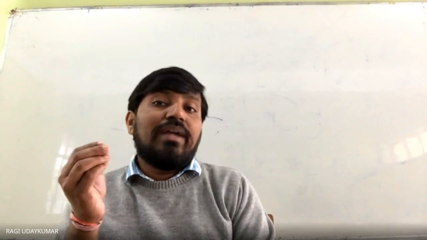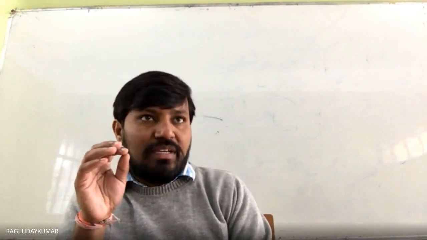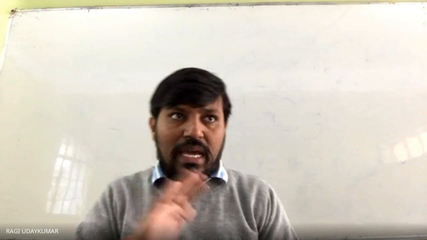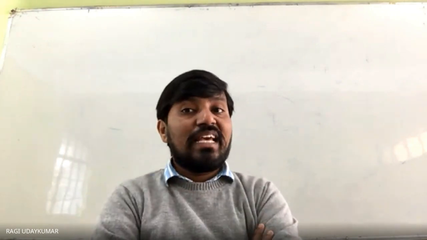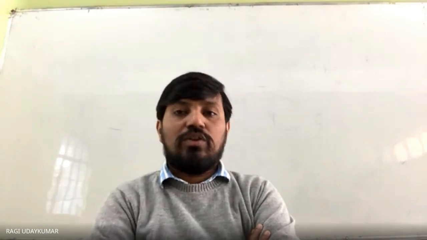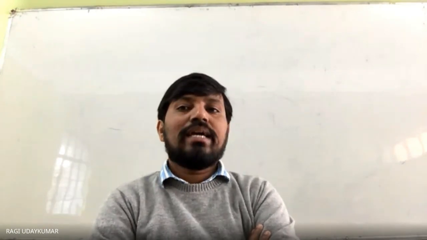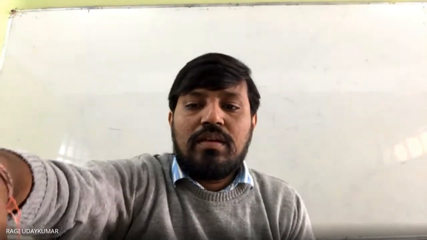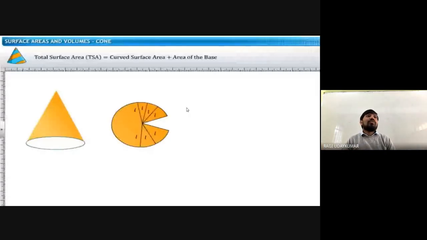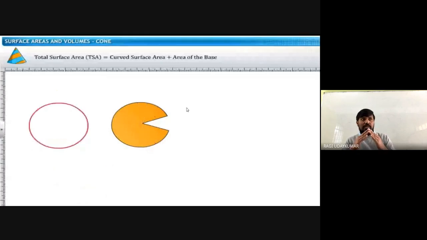Now how do we find out the curved surface area of it? Curved surface area means only the upper part should be taken into consideration. So to find the curved surface area of the cone, you need to take a sector into consideration.